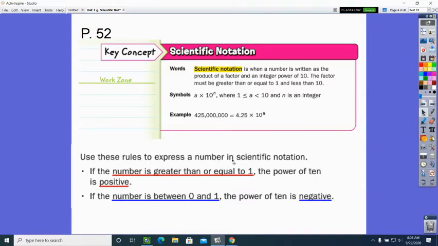So if the number is greater than or equal to 1, basically I say if you've got a really big number, that will lead to a positive power of 10. And if you have a really small number, it's going to lead to a negative power of 10. Here comes our discussion with those negative exponents. So big number, a lot of money is a positive thing. And a really small number between 0 and 1 is going to have a negative exponent. And let's walk through some so you can see that.